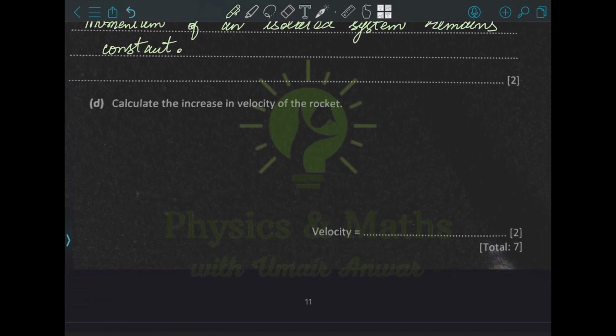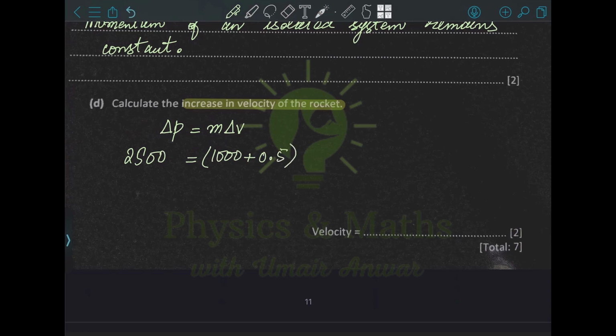Calculate the increase in velocity of the rocket. To find the increase in velocity of the rocket, we would be using the formula of impulse, which is the change in momentum is equal to mass multiplied by the change in velocity. Now the change in momentum is 2500 as we calculated in the previous part, and the total mass which is experiencing this change in momentum is 1000 plus 0.5. 1000 is the mass of the rocket and 0.5 is the mass of the ejected gases.